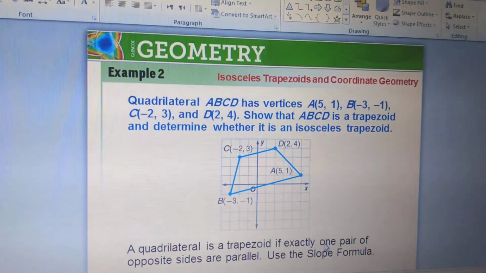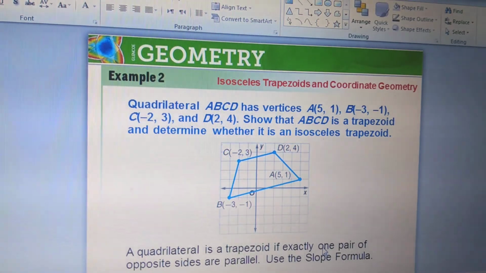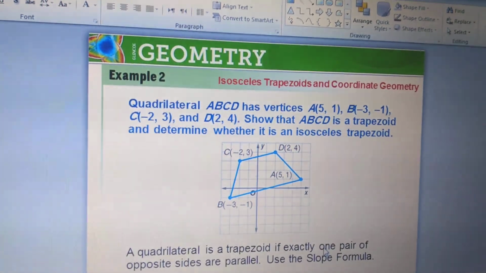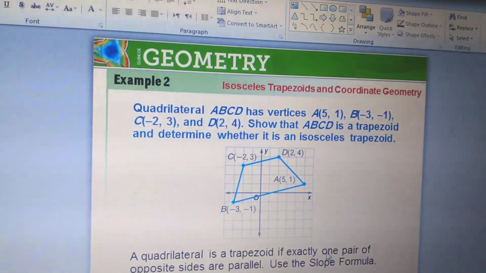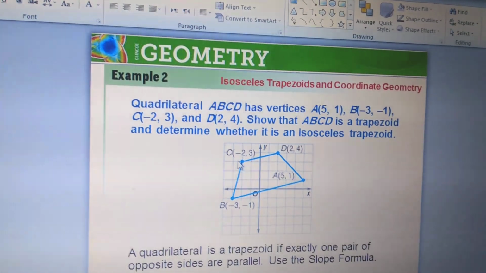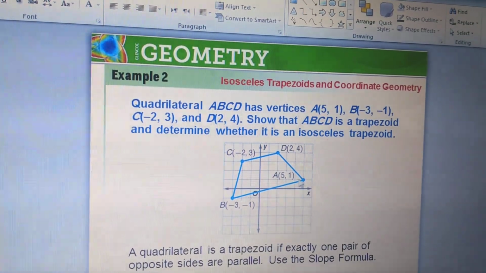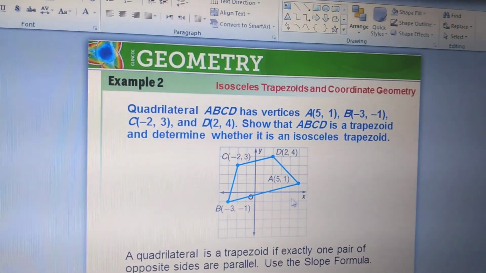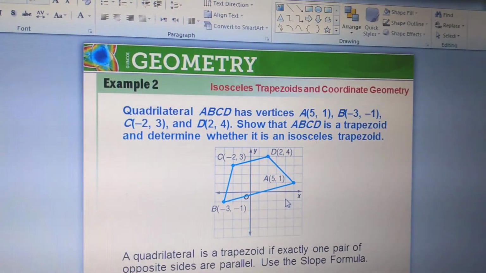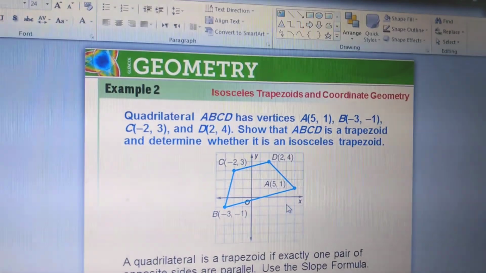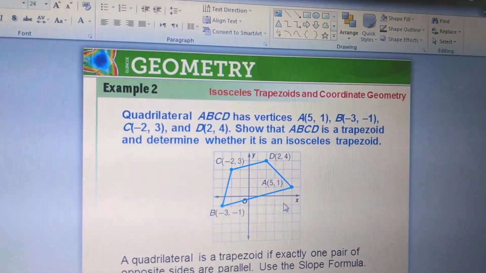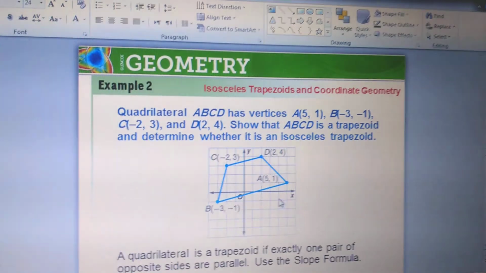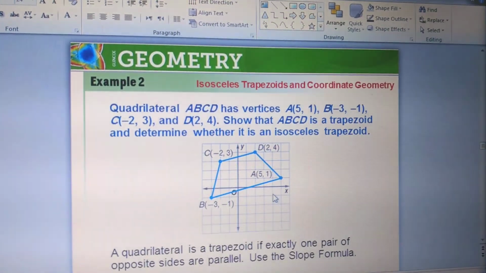By the definition of a trapezoid, we have one pair of opposite sides that are parallel. To prove that this figure is a trapezoid, I must prove that CD and AB are parallel. How do I prove them? Of course, it's very simple. We study the rule of slope. You remember it: m equals y2 minus y1 over x2 minus x1.